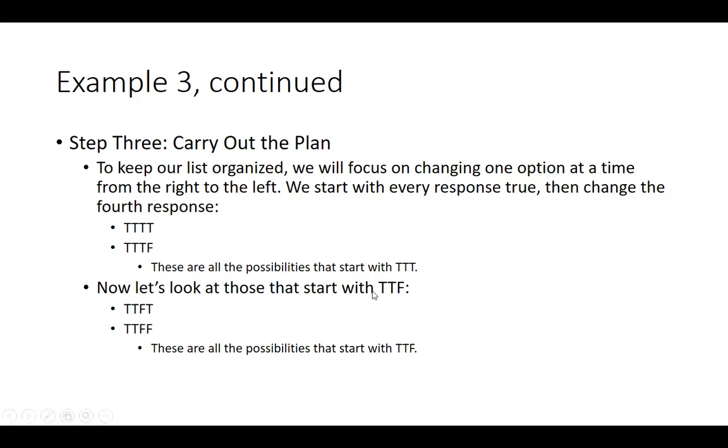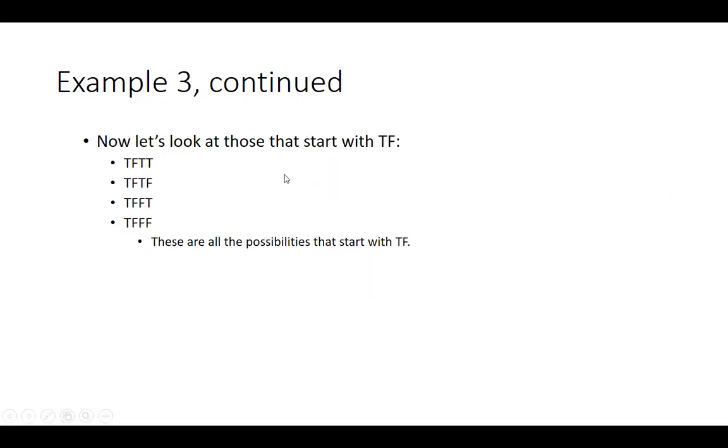Now, let's look at those that start with true, true, false. We did all the true, true, trues. So we change the last one on the right to false. We would have true, true, false, true, and true, true, false, false. Those are all the possibilities that start with true, true, false. Now let's look at those that start with true, false. True, false, true, true. True, false, true, false. True, false, false, true. True, false, false, false. These are all the possibilities that start with true, false.